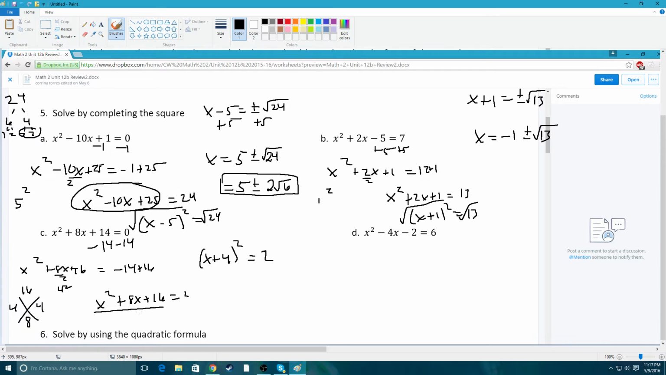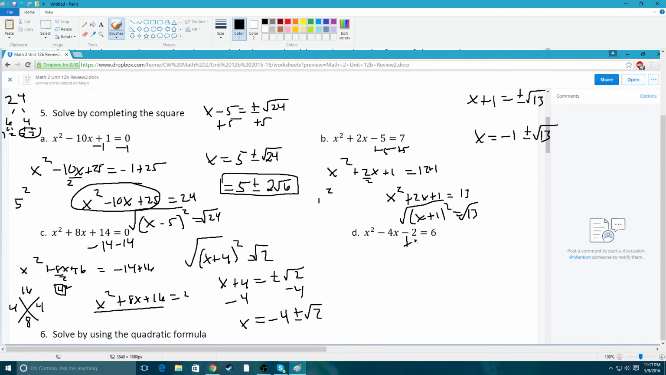But the shortcut is, because it's a perfect square trinomial, if you just cut the b value in half, like I did over here, you're going to get the number inside the parentheses. So x plus 4 squared equals 2. Root both sides, get x plus 4 equals plus or minus root 2. It's plus or minus root 2 because whenever you take the square root, you get two answers, a positive and a negative one. So we subtract 4 from both sides, and x equals negative 4 plus or minus root 2.